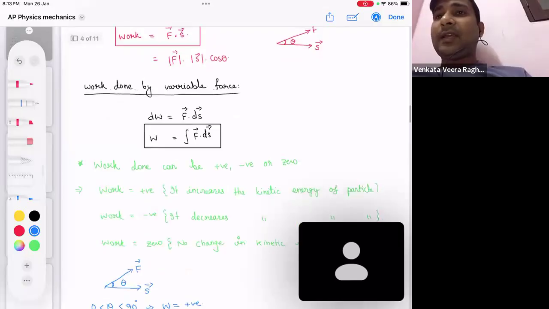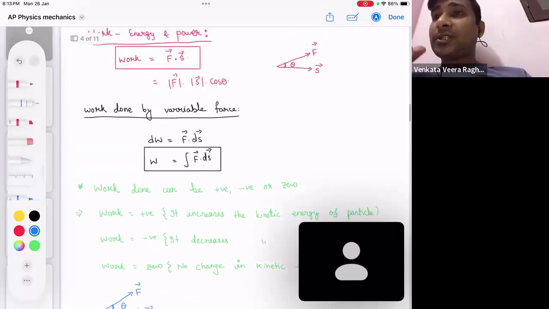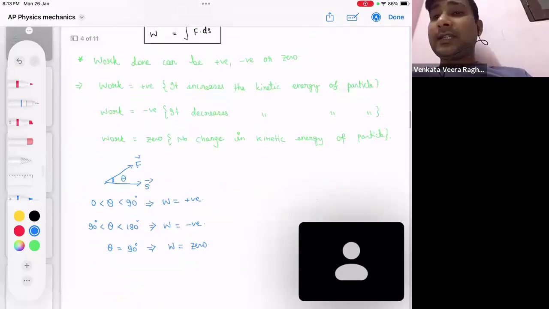Clear up to this? And how to calculate the work done? If a force is constant, constant means what? Magnitude constant and direction constant. So if force is constant in magnitude and direction, then for the work done we can directly use the dot product. If the force is variable, then we should take help of integration to calculate the work done.